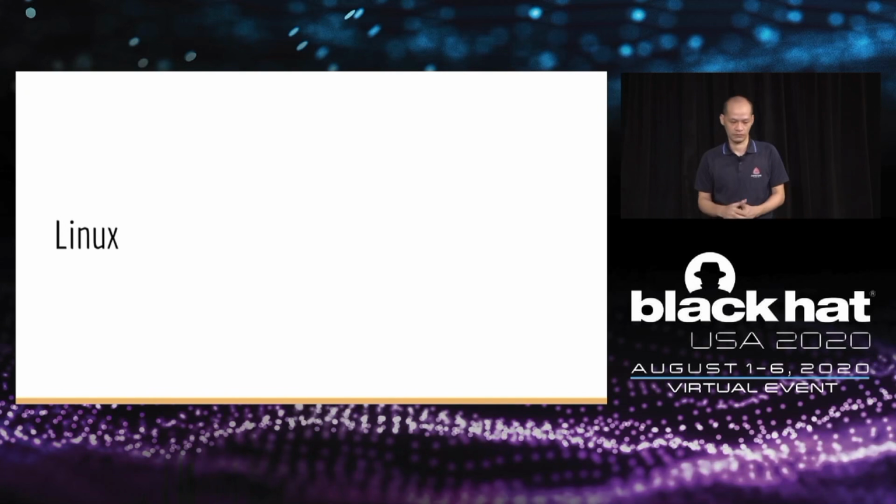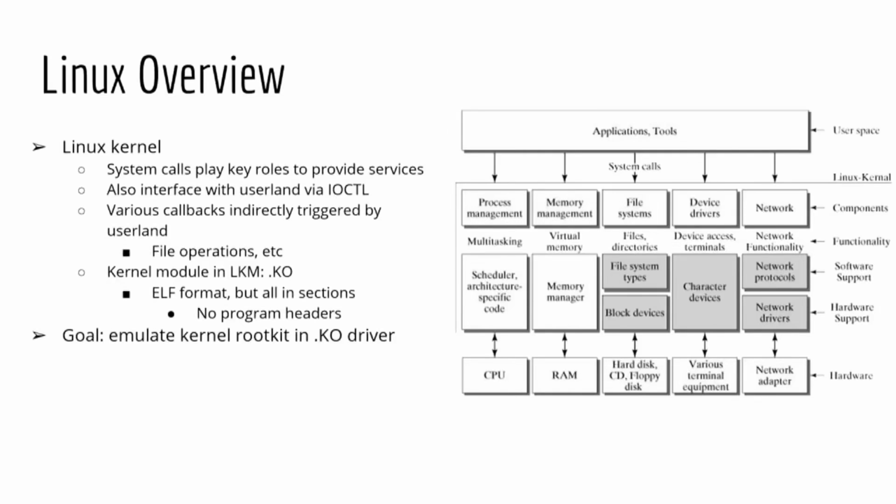The first one is system call, because system calls play a very important role in providing services, and many kernel rootkits would override the system call to provide their own functionalities. We also care about the I/O control system call, because the kernel rootkit can provide some functionality to the user land via this system call. And there are also some other callbacks that can be indirectly triggered by the user land that we also need to emulate, for example, file operations.